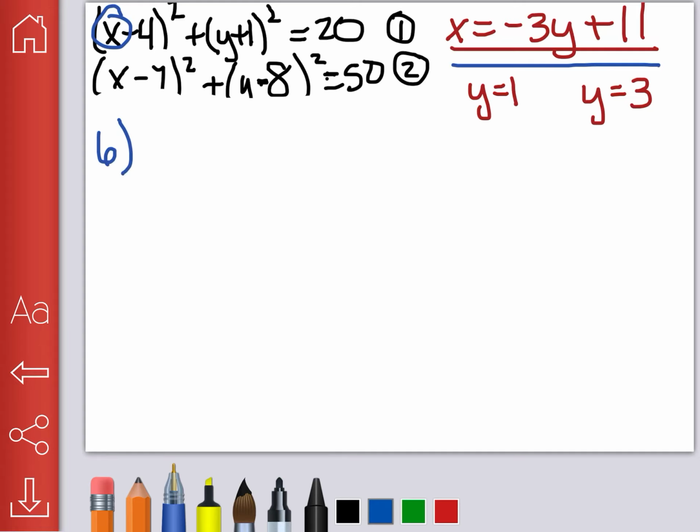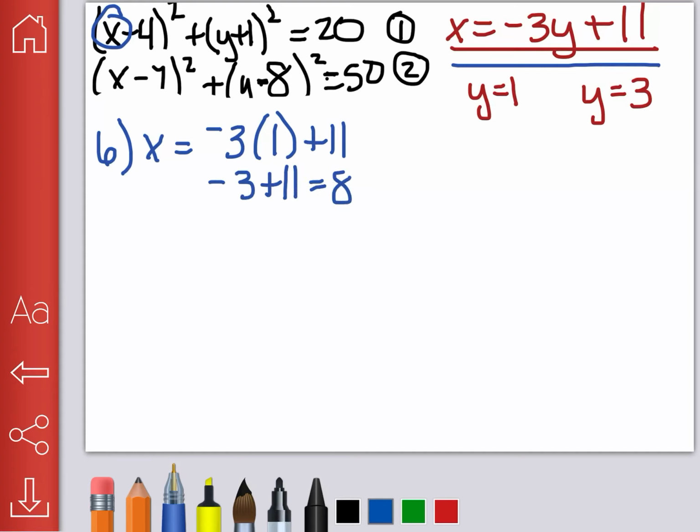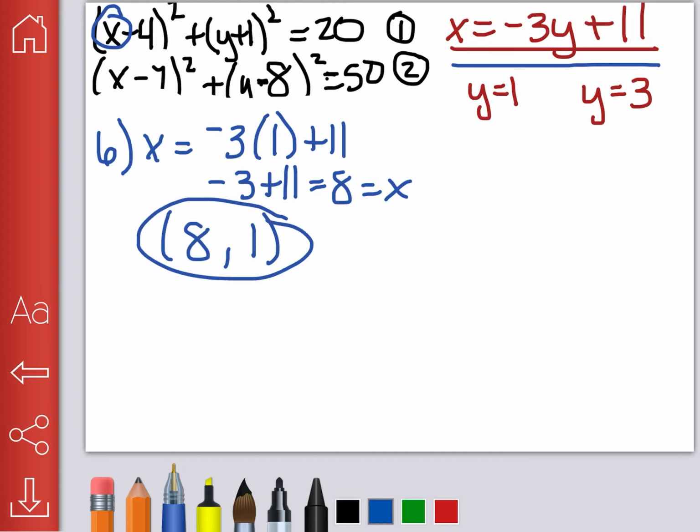Luckily, we already have an equation that isolated the x. So we need to just plug our y's in. So x equals negative 3 times 1 plus 11. So that would be negative 3 plus 11, which would be 8. But remember, your x is 8. It goes x comma y. So 8 comma 1.